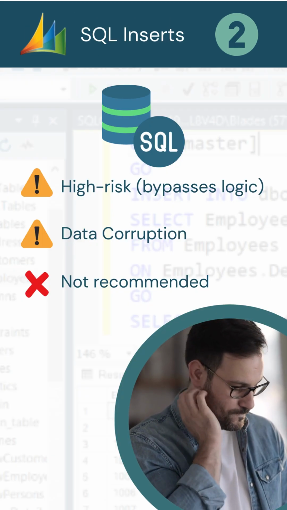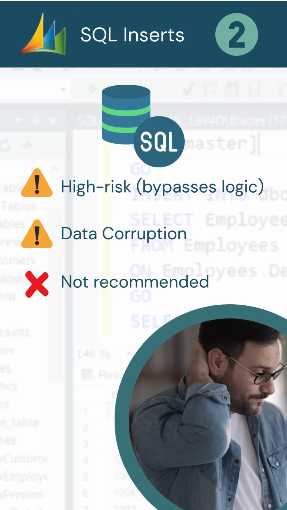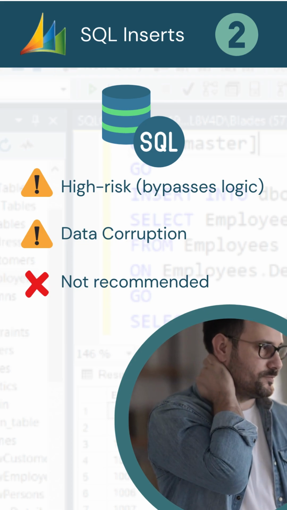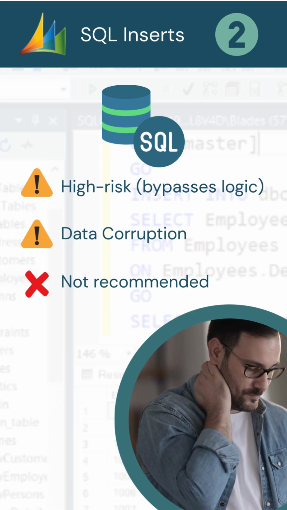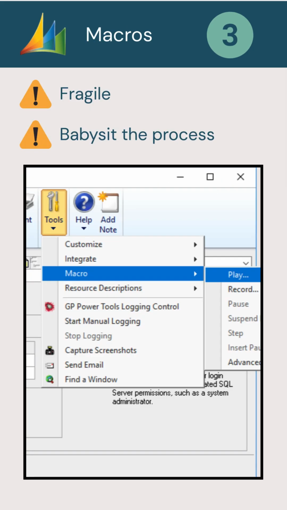Next up, SQL inserts. Direct inserts are high risk because they bypass GP's business logic and done wrong will lead to data corruption, so this is not generally recommended. Next, we have macros. Macros in GP are an old school way to bring data into the system by recording keystrokes and mouse clicks. They're fragile, they do require babysitting, and if an error pops up mid-run, you'll need to clean up manually, deleting what was already entered before restarting to avoid duplication.